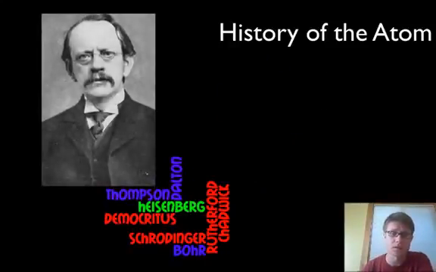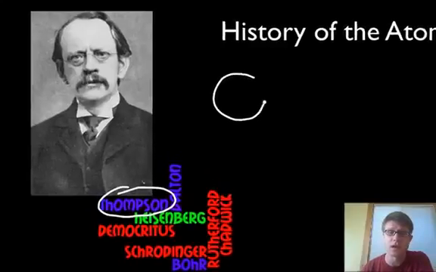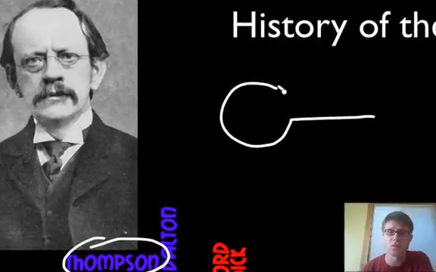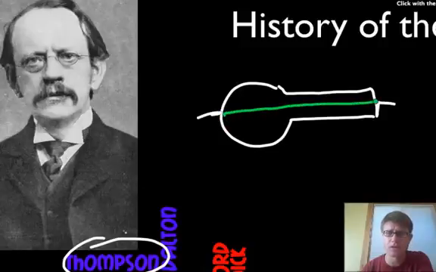So who's up next? This guy right here, his name is J.J. Thomson, and J.J. Thomson discovered the electron. Let me show you how he did that. He used something called a cathode ray tube. So a cathode ray tube looks like this. You essentially have gas, and then you run electricity through it. And what you get is a ray that goes right through the middle of it like that.